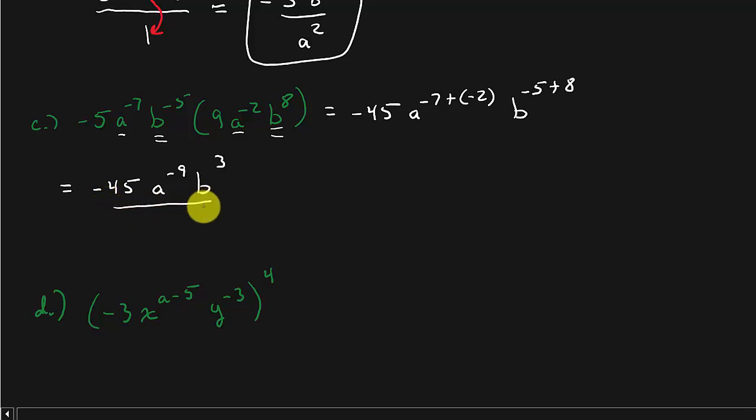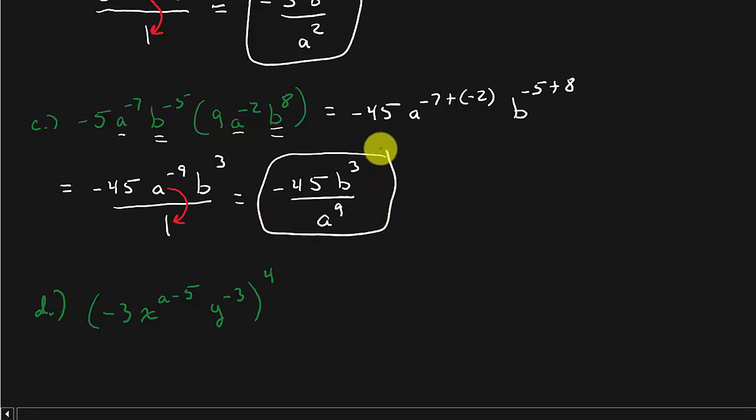Make it look like a fraction. And then this a to the negative 9, move it across the fraction bar. And so this is going to give me negative 45 b cubed over a to the 9th. And there's my answer.